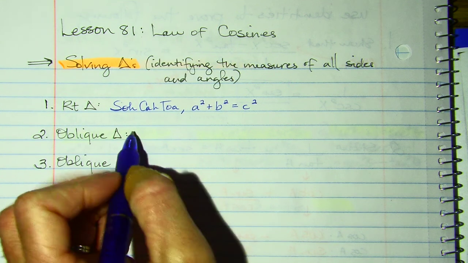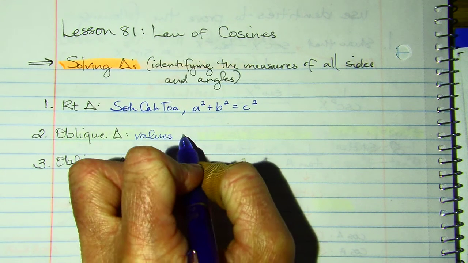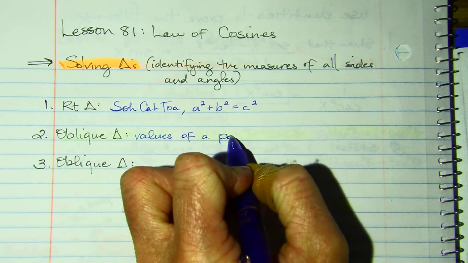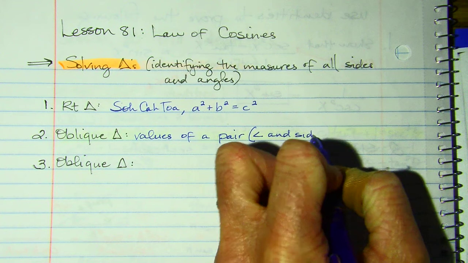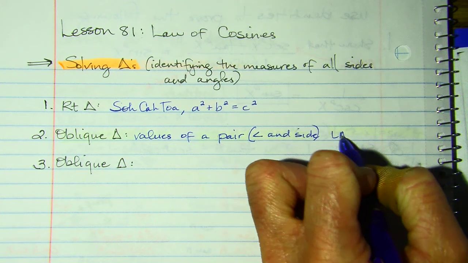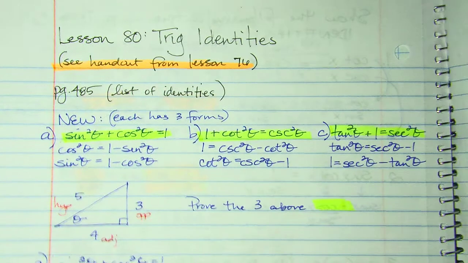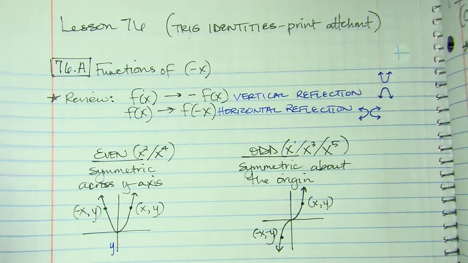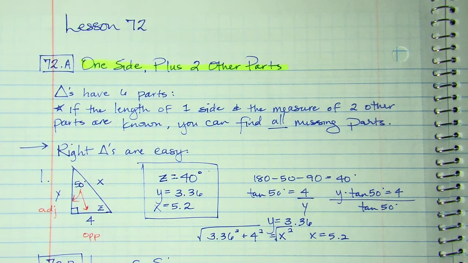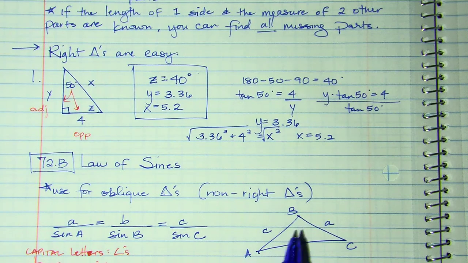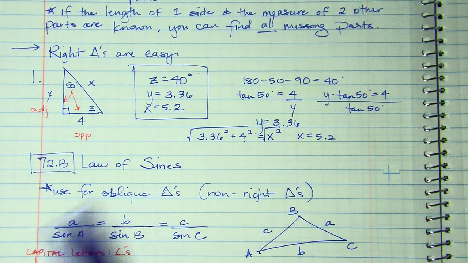So if I have an oblique triangle, but I have the values of a pair, and when I mean pair, I mean an angle and a side, then I can use the law of sines. Now we covered that in lesson 72. So when I have a pair of a side and an angle that are across from each other, I can use the law of sines.